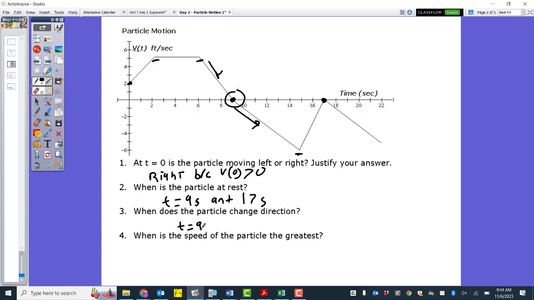When is the speed of the particle the greatest? This is the magnitude of the velocity. So it's saying when is the numeric value of the velocity the greatest? Well, the numeric value is the greatest right here when t is equal to 15. This one gets close. It gets to a velocity of 5, but this is a velocity of -6, which means it's moving the fastest. It's moving 6 feet per second to the left, which is the fastest it moves.